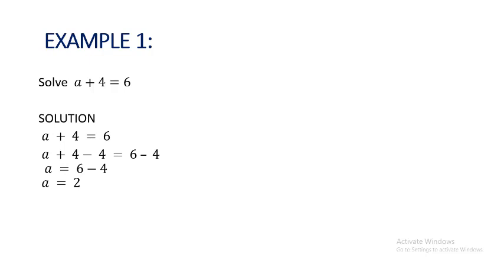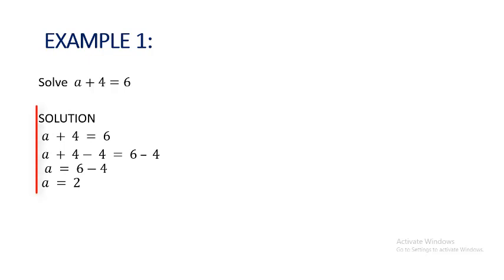So we can understand this better through examples. So here we have example 1. The example says solve a plus 4 is equal to 6. As you can see, here we have an equation, and on the left hand side we have a plus 4, and on the right hand side we have 6. So these sides are the same. A plus 4 is equal to 6. So our work is to find the value of a.